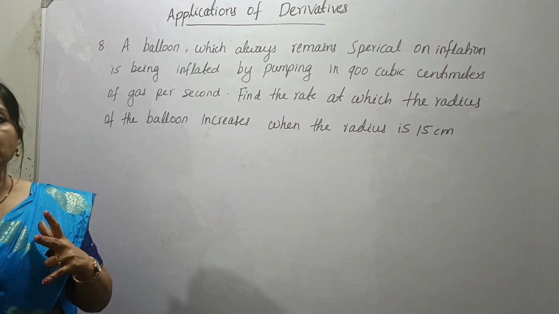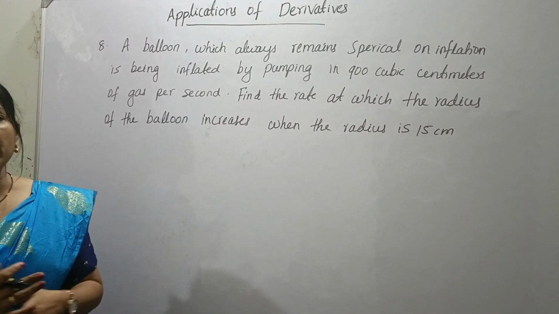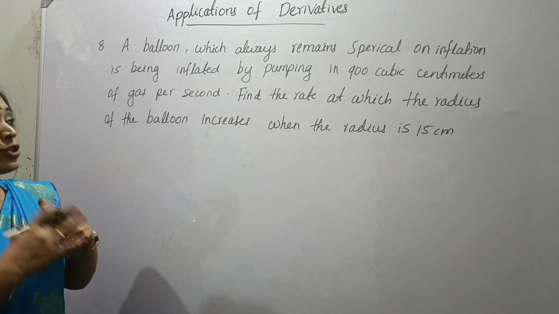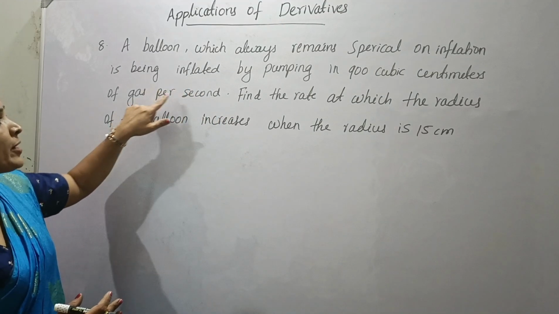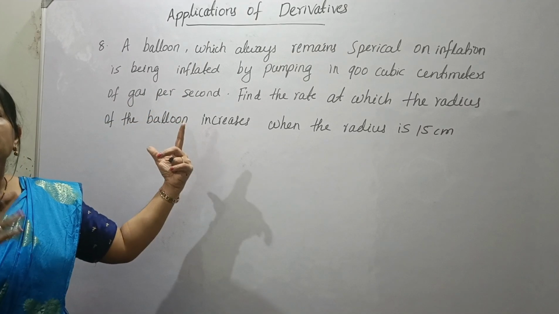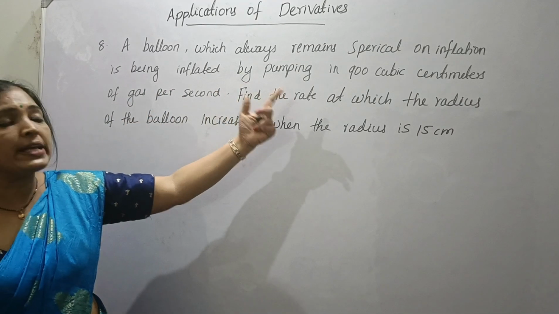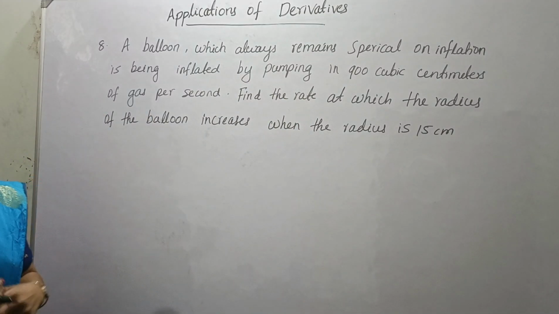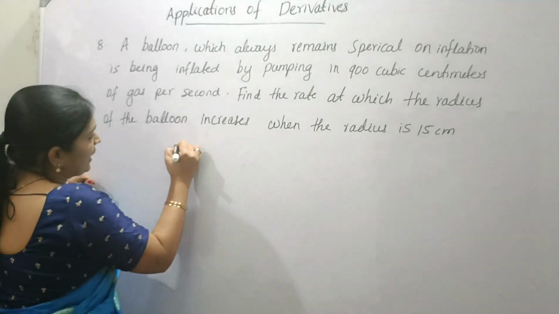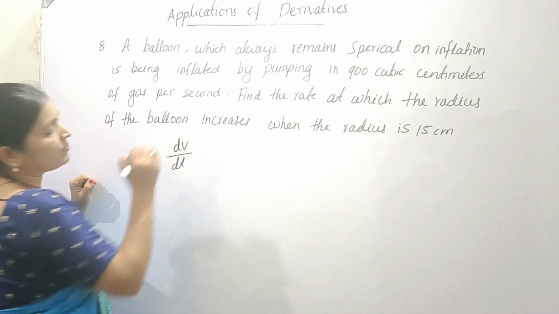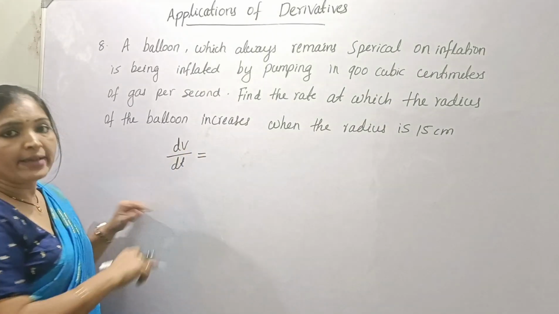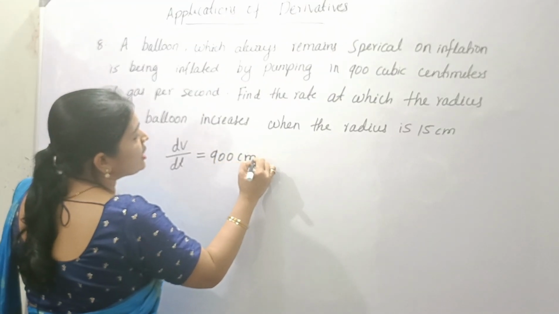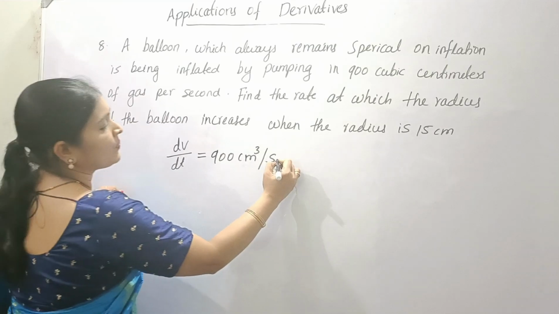What does it mean? It is the volume of the balloon, the rate of change of volume with respect to time. For a second, the change of volume is 900 cubic centimeter. So, what is given? dV by dt, where V is the volume of the sphere, is equal to 900 centimeter cube per second.